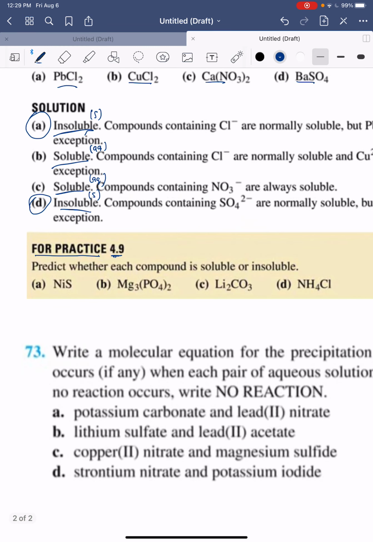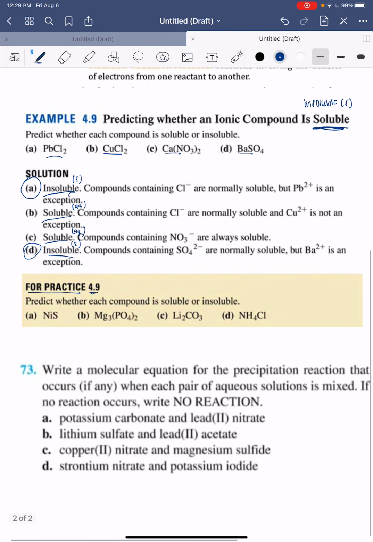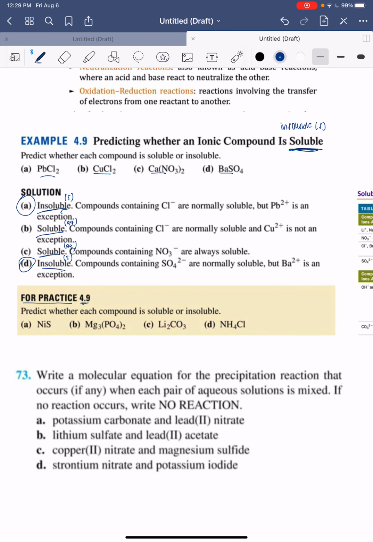Let's actually go ahead and do number 73 really quick. This is about a precipitation reaction. Write a molecular equation for the precipitation reaction that occurs, if any, when each pair of aqueous solutions is mixed. When it says if any, like we said before, a precipitation reaction does not occur if there is not an insoluble compound produced, if there's not an insoluble compound in the solid state. If every compound it produces is soluble, no precipitation reaction occurs.